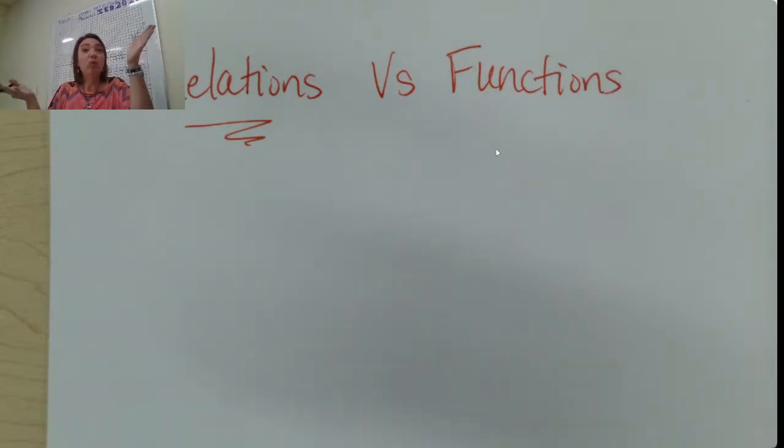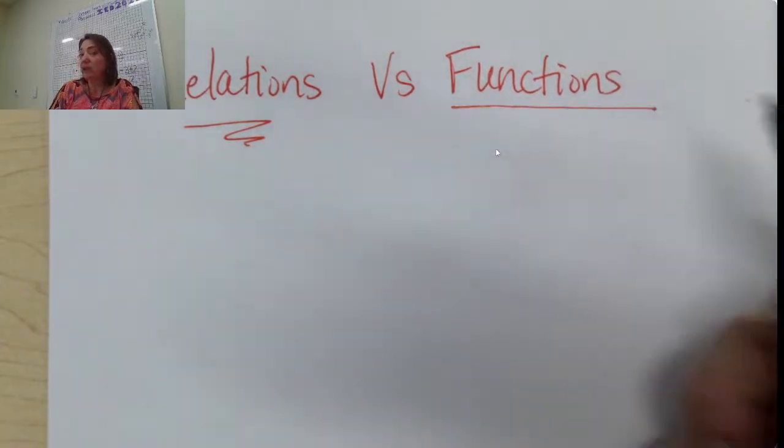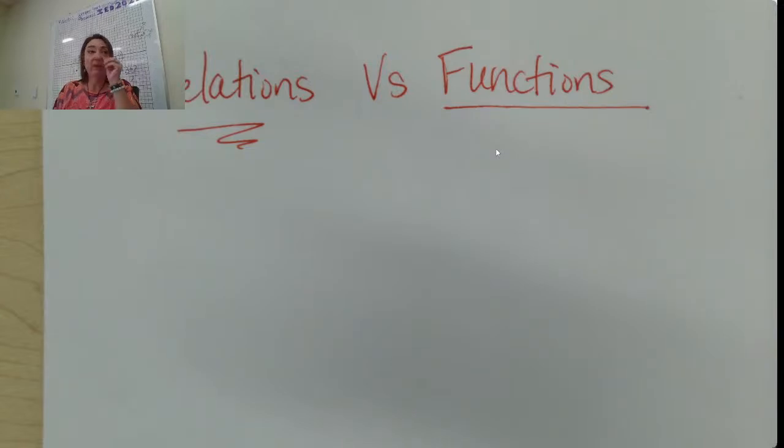Now, that doesn't mean that one actually causes the other. Relation just means that you have this and you have this, and they go together in some way. All right? For it to be a function, some very specific things have to happen. Well, basically one very specific thing.